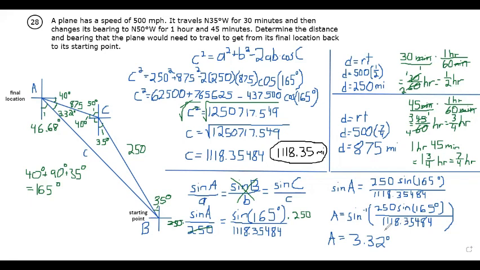And then we can put this into the calculator. Now we have to make sure that the calculator is in degree mode and not radian mode, because if the calculator is in radian mode, then we would not get the correct answer. So once we input all of this into the calculator, we're going to get A is equal to 3.32 degrees. Or we can go ahead and put that as our angle here.